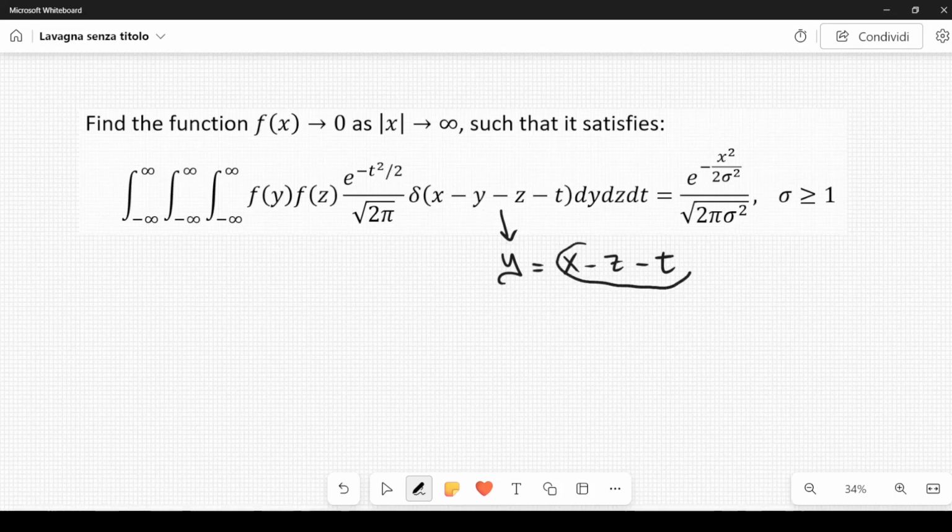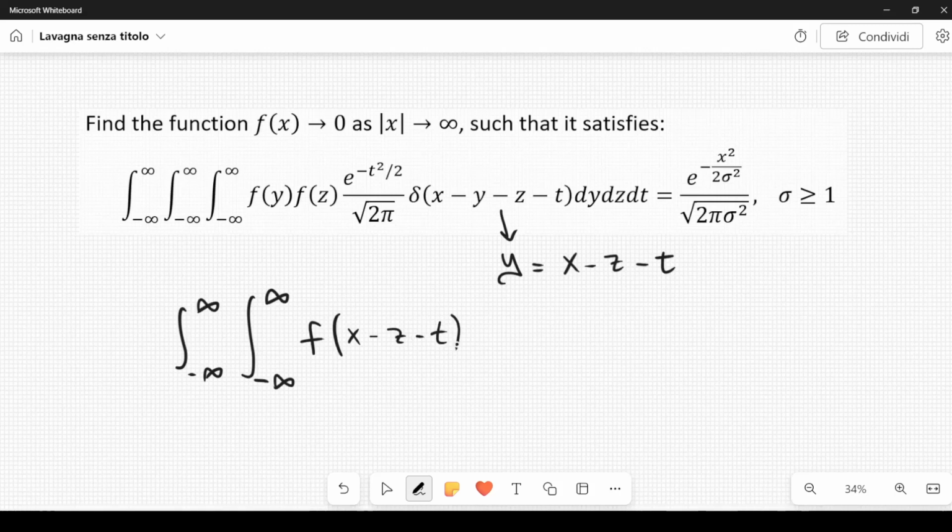So when y is equal to x minus z minus t, we have an infinity due to this Dirac delta. So basically we can evaluate this function f of y at this peak. And then the integral over the real axis of the Dirac delta will give us 1. So basically we are left with the integral from minus infinity to plus infinity, another integral from minus infinity to plus infinity, f evaluated at x minus z minus t, then we have f of z, e to the minus t squared over 2 divided by the square root of 2 pi, which is just a Gaussian density. So this is a Gaussian probability density if you want. Then we have dz dt.